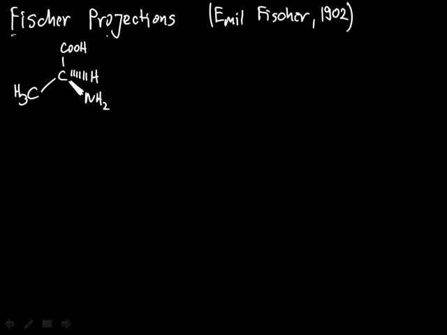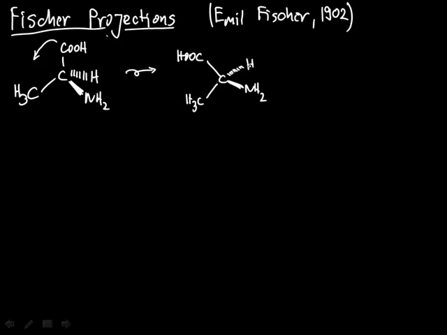But to analyze simple Fischer projections, we'll start with the structure of alanine, and we'll go through a couple of simple steps to get it to the Fischer structure. So the first thing that we will do is rotate everything a little bit around, in plane, in this direction, to get a structure which looks like this. And what this rotation did is it created two planes. One plane is in the plane of the screen. It contains the COH group, C, and CH3 group. The other plane is exactly perpendicular to the plane of the screen and contains nitrogen, carbon, and hydrogen.